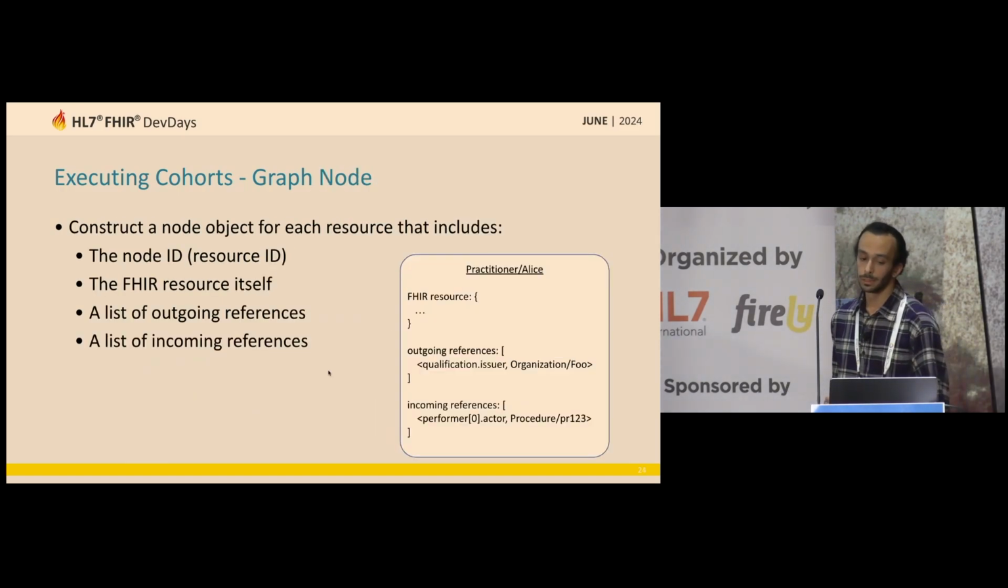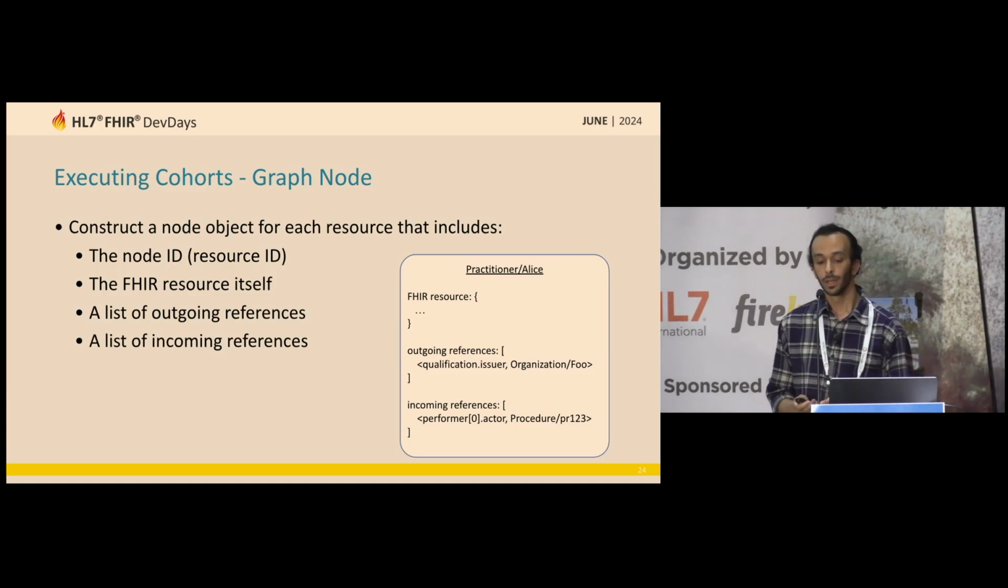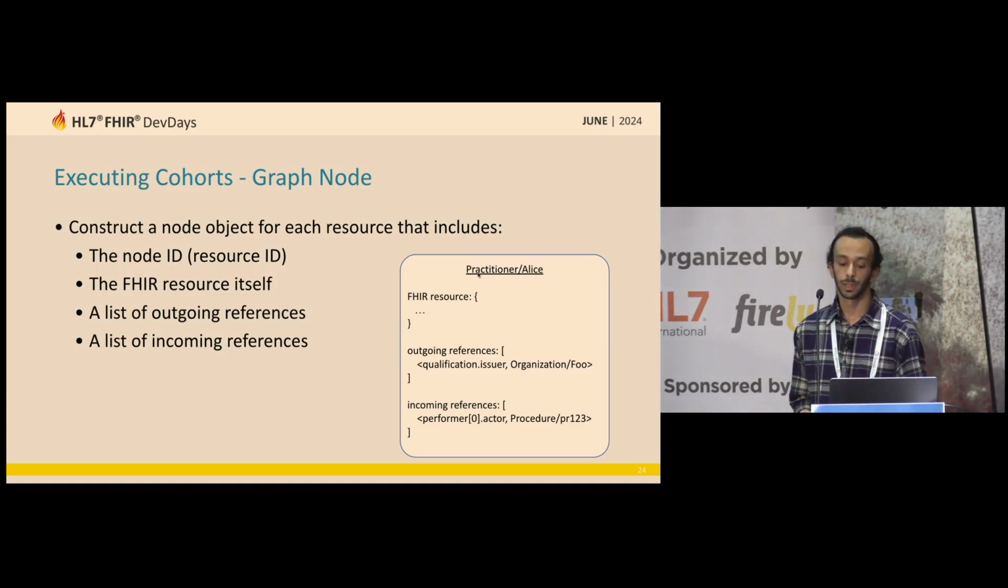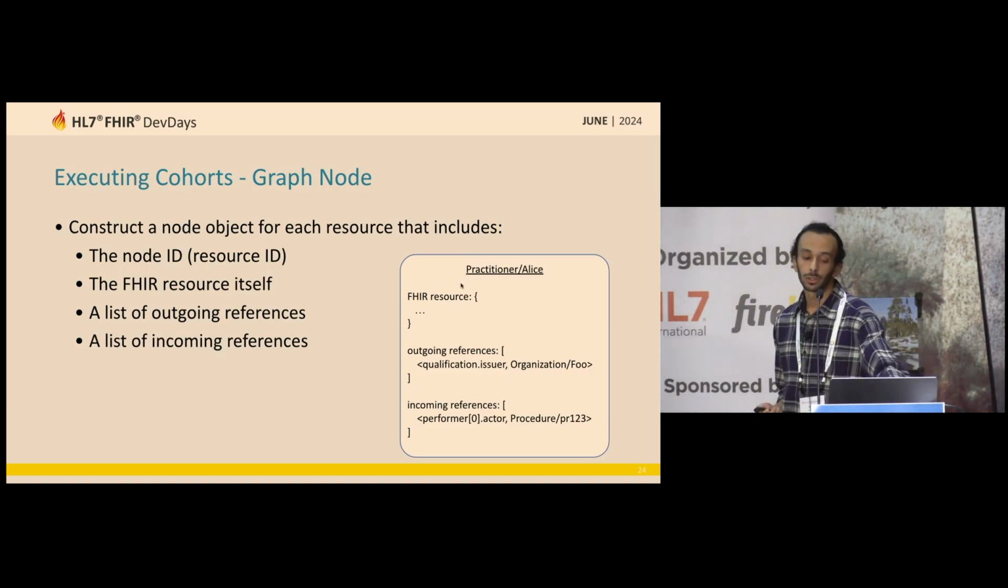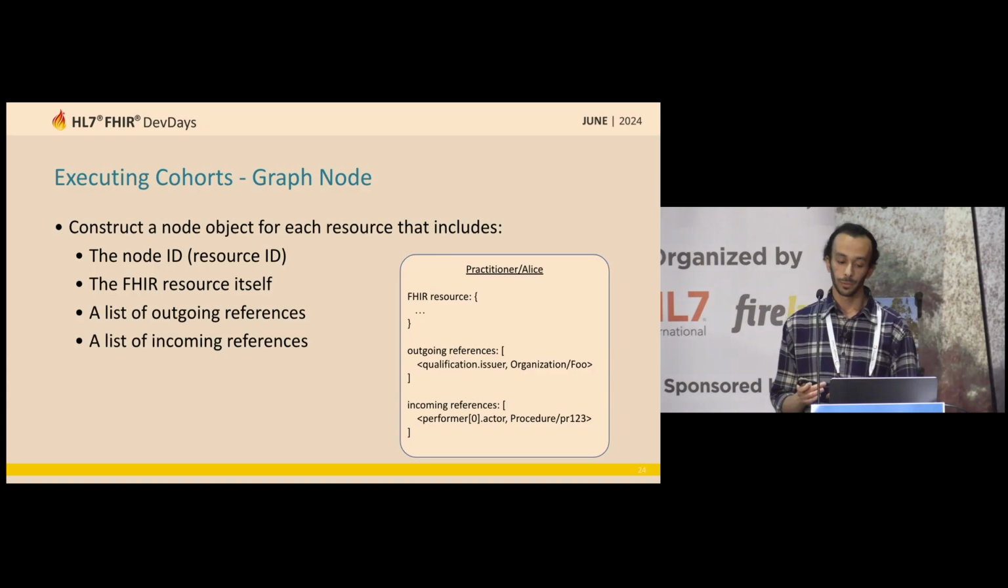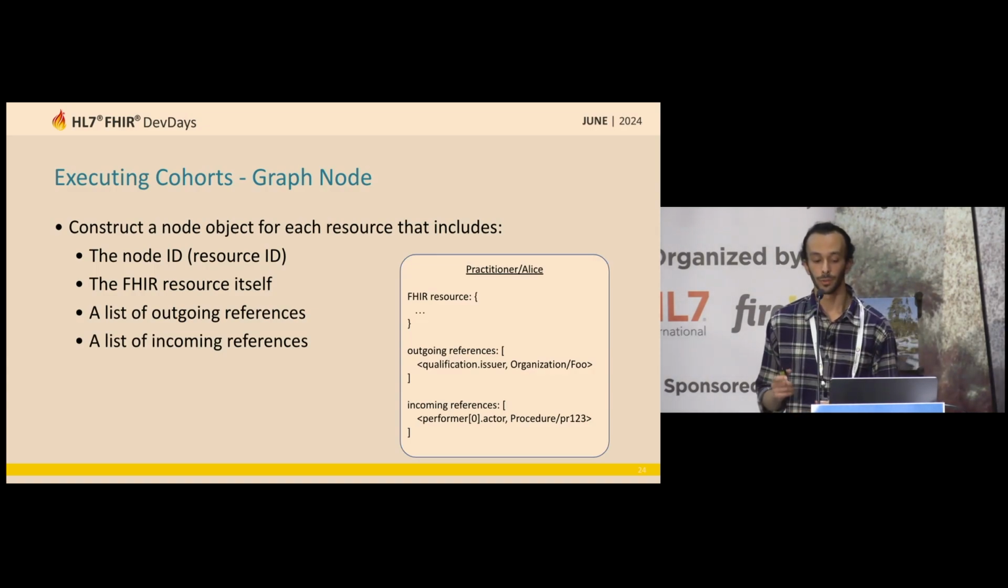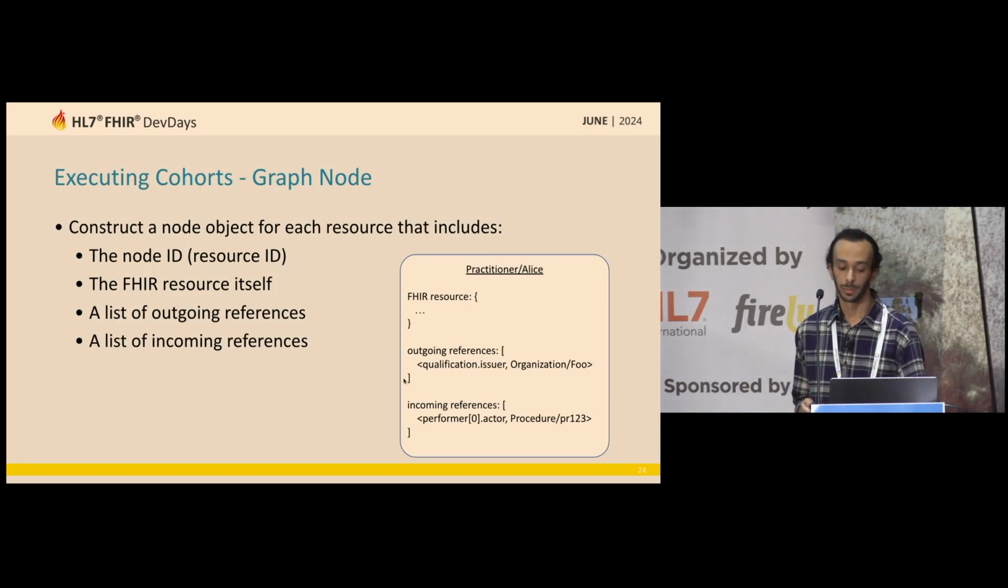So now, instead of having the resource and evaluating on it, we will construct a node structure. The ID of the node will be the ID of the resource itself. The node will also contain the resource JSON, and it will contain 2 lists, outgoing references and incoming references. The outgoing references can be easily parsed from the resource itself because they're actually part of the resource. But the other challenge would be how to construct this list of incoming references.